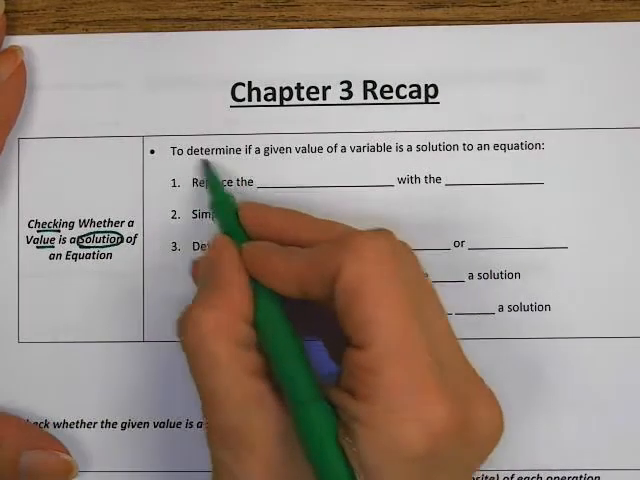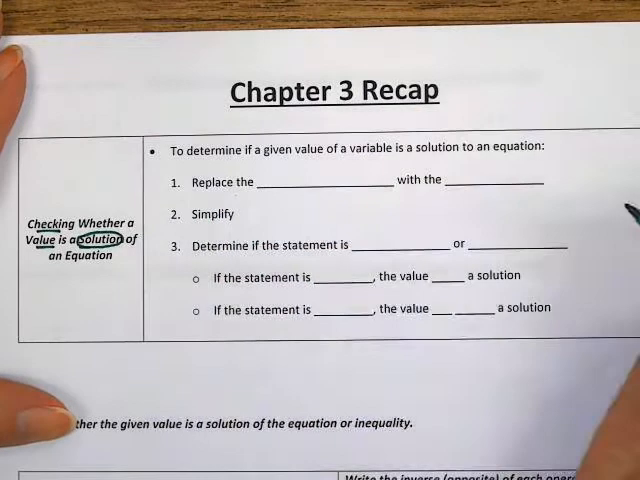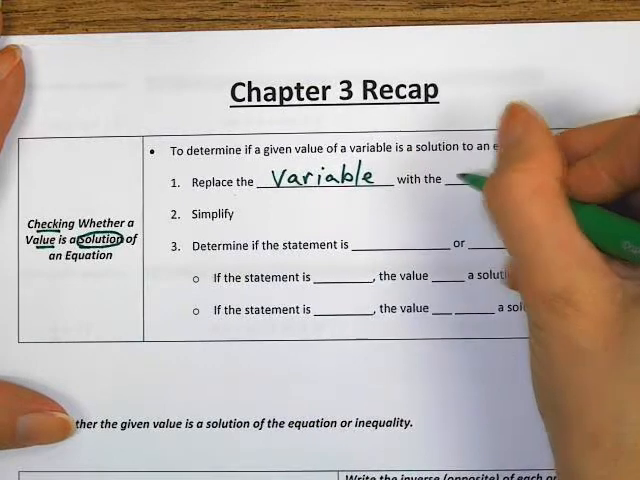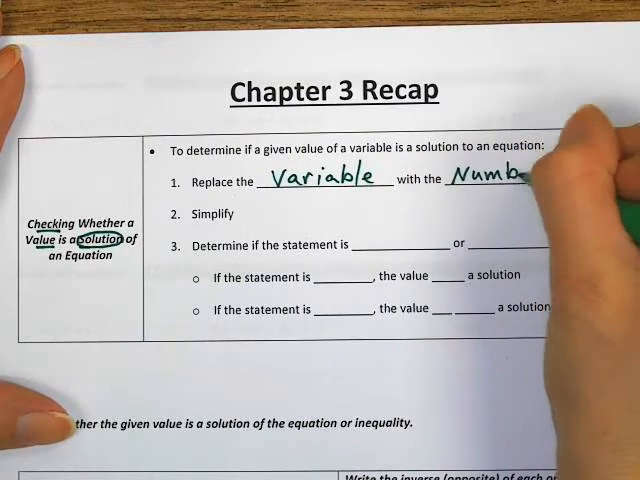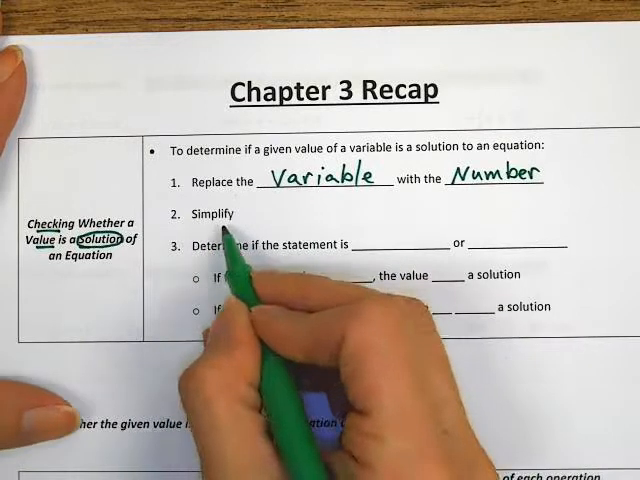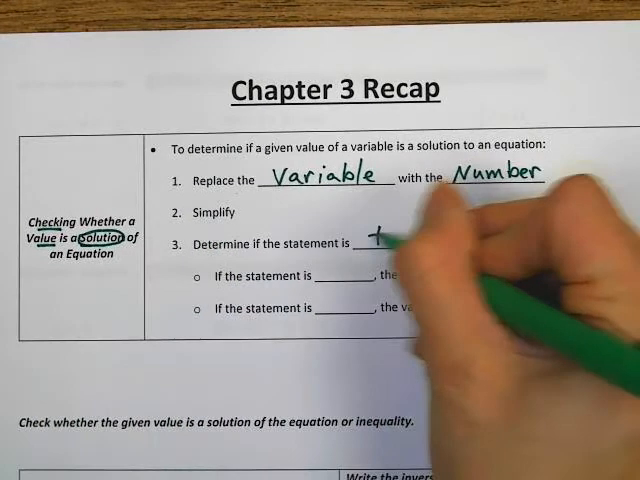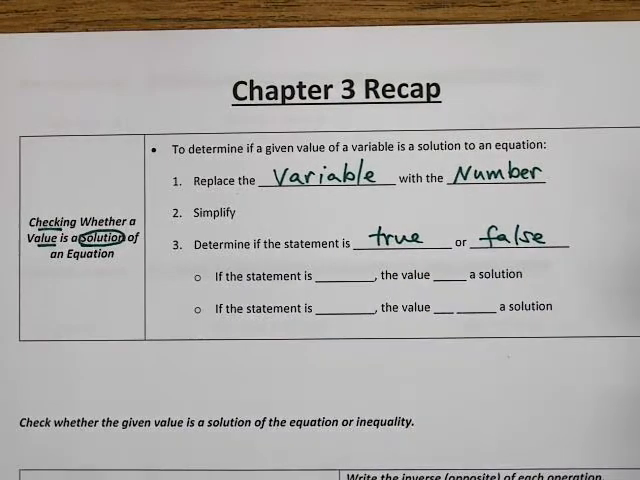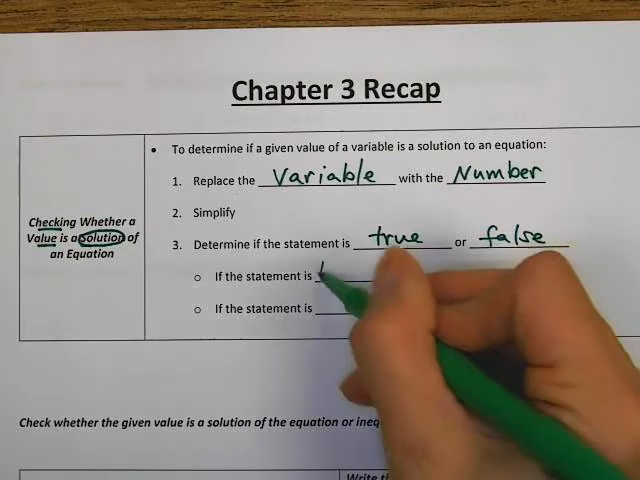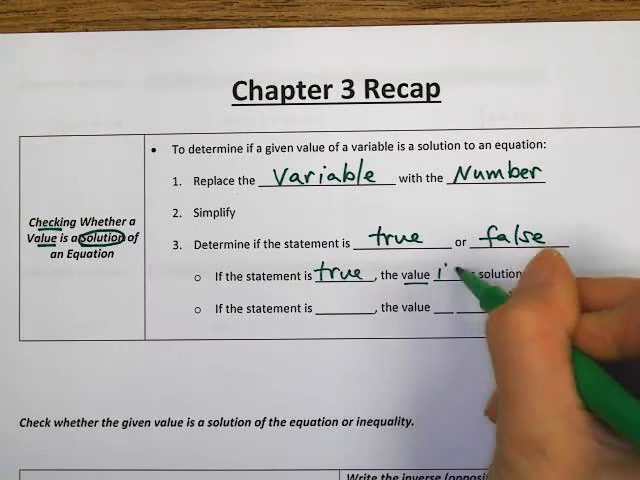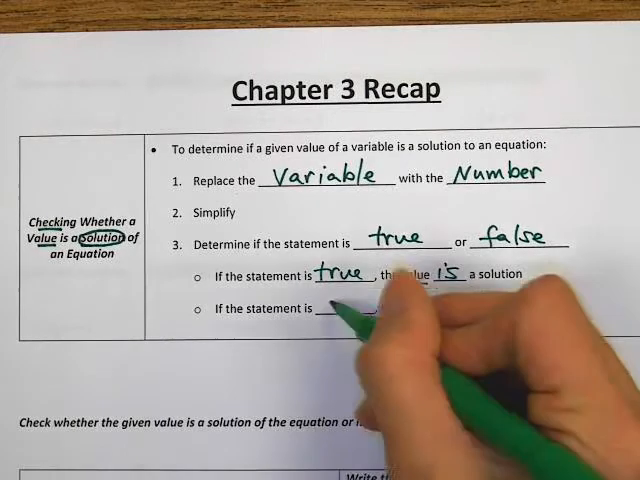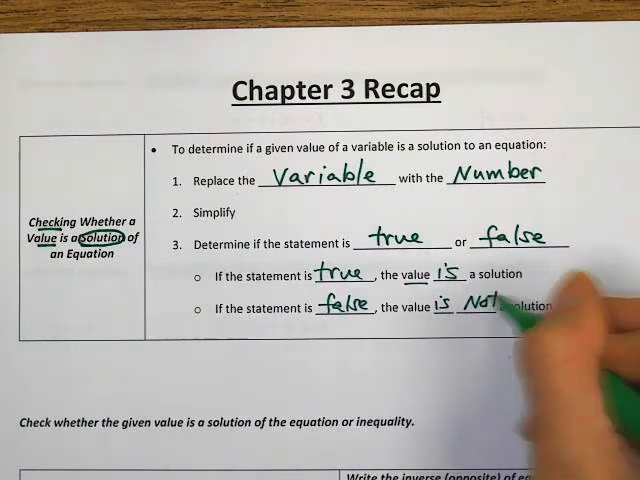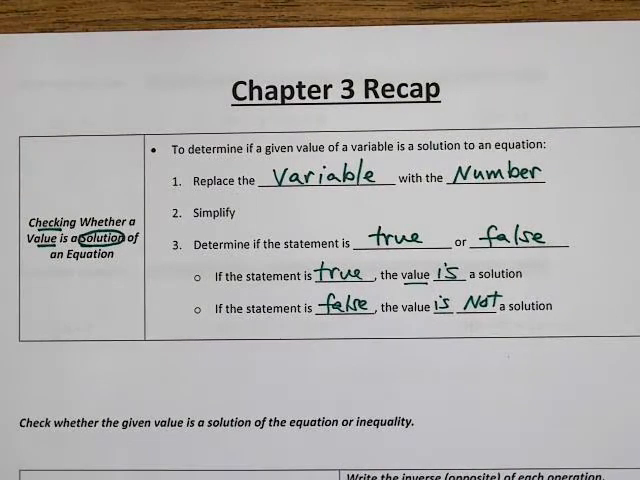Okay, and how do you determine that? You replace the variable with the number. And then you simplify. And then you determine if the statement is true or false. Okay, so this is how you check a solution. If the statement is true, the value is a solution. If the statement is false, then the value is not a solution. Okay, so we started off this chapter with just checking solutions.